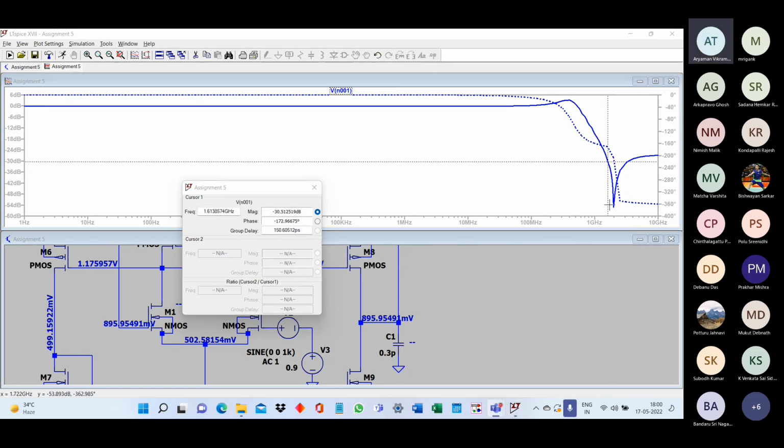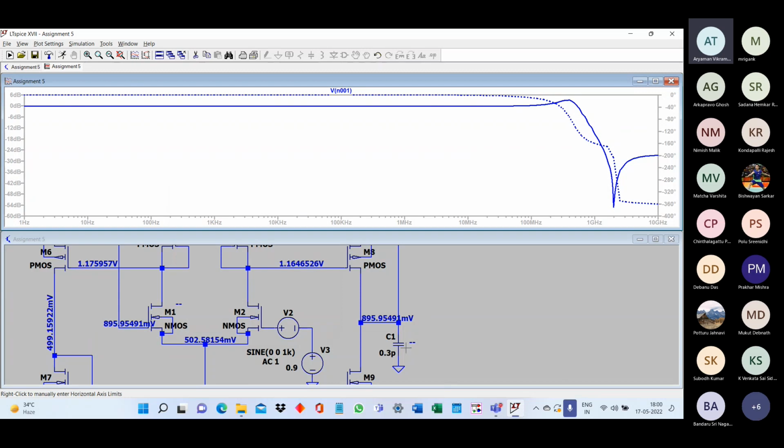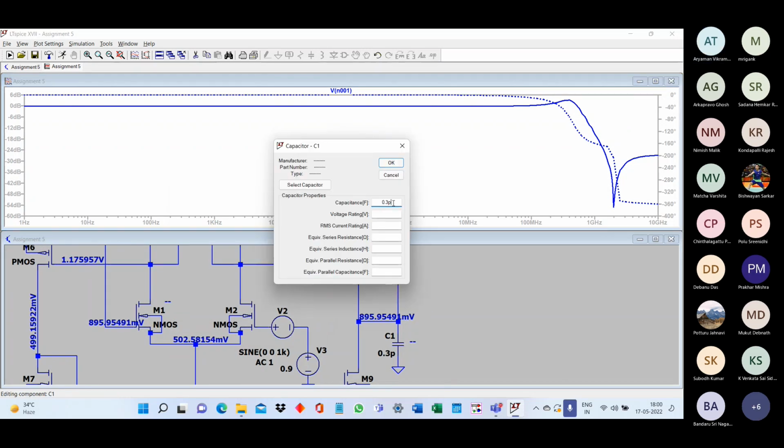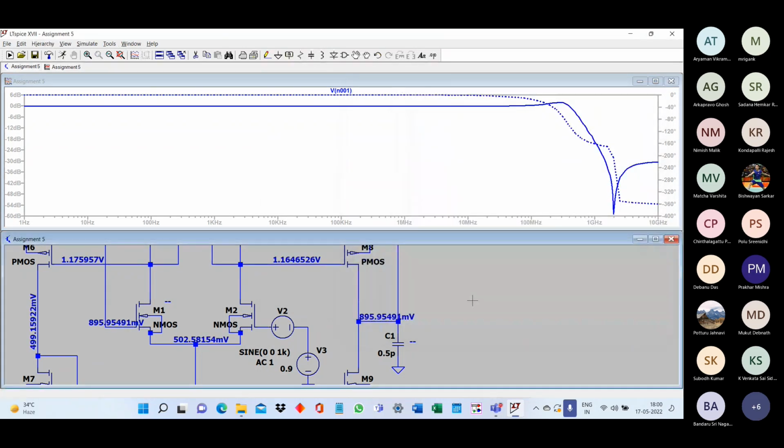Like the phase plot, I think here, right? One is around 550 megahertz, and then the other is around 2 gigahertz. Okay. Yes, it's flatter now.